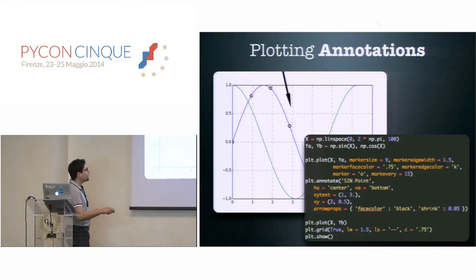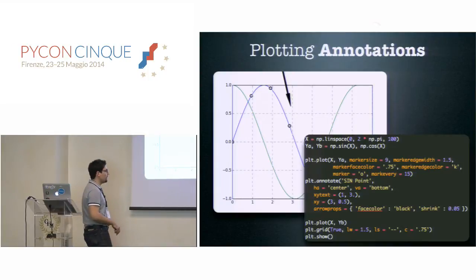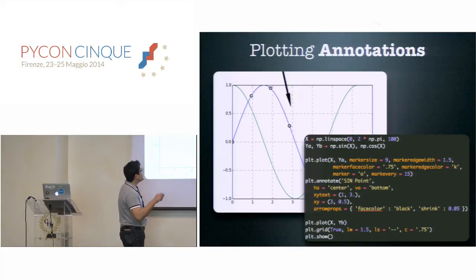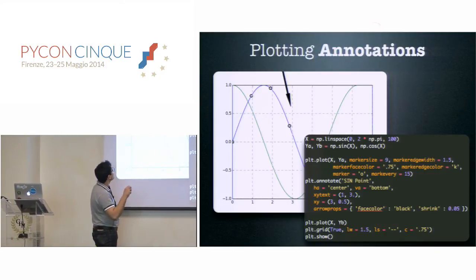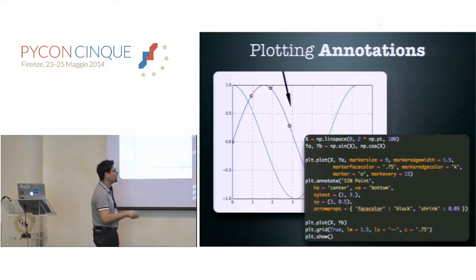Okay. And then we have the annotation. So we annotate the plot with the sine point; this plot is cut, sorry for that. And we add to the annotation an arrow that is black and has a shrink of 0.05. Okay? And this is only for the plot of the sine function. The cosine function, the green one, is exactly the same.